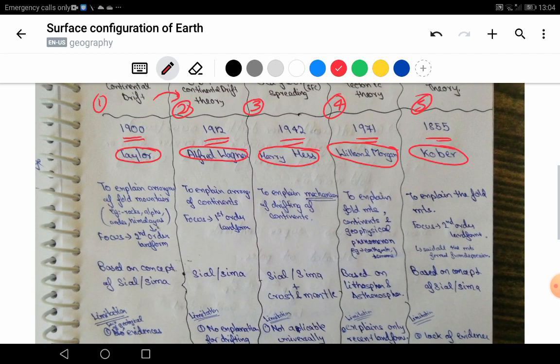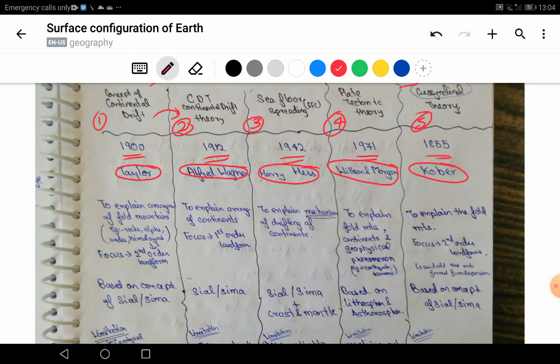These theories are based on what the current situation was at that time, what had been developed, and what their focuses were. The focus was also different. The concept of continental drift had some limitations which were addressed by the continental drift theory, but it has its own limitations. So then seafloor spreading came, which described the limitations of that. Then the plate tectonic theory comes. So this is how it was done.